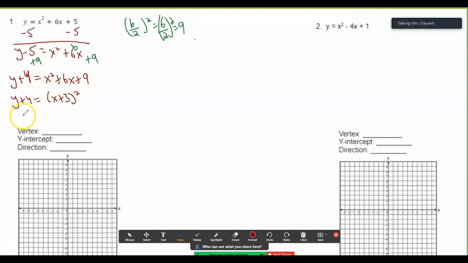That becomes x plus 3 squared. So my vertex is negative 3, negative 4. My y-intercept is whatever my c term is, so it's (0, 5). And then it opens up because a is positive.